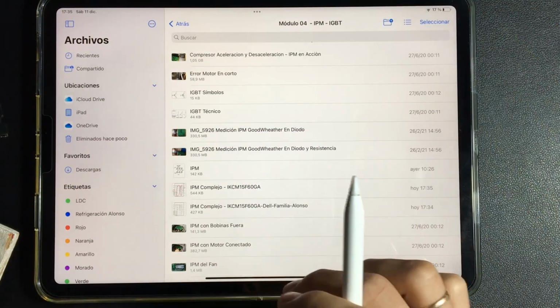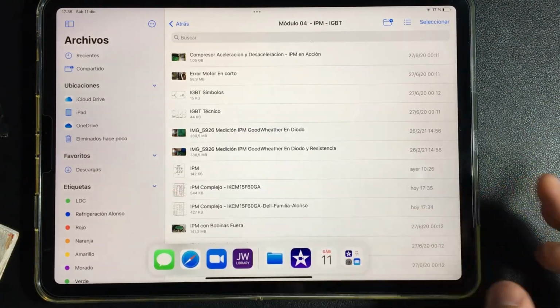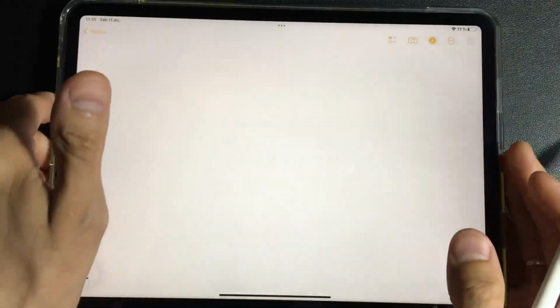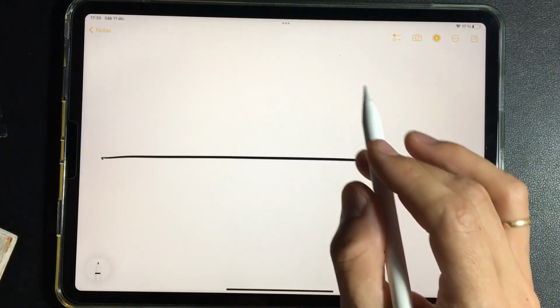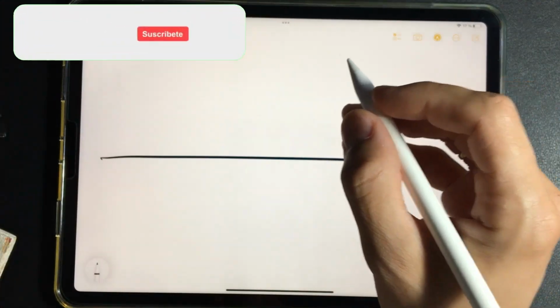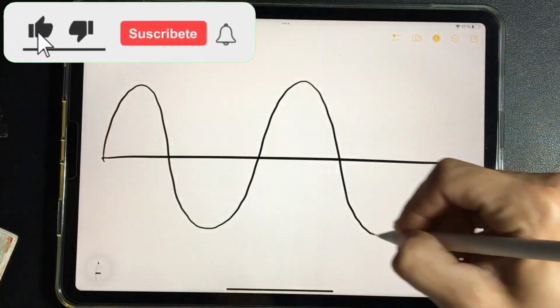Well, basically, what the IPM creates is an alternating current. How does it create it? Well, we've been talking a lot about how it synchronizes the gates to open. Finally, it ends up creating a three-phase alternating wave. Let's see if we can draw it correctly, as follows.